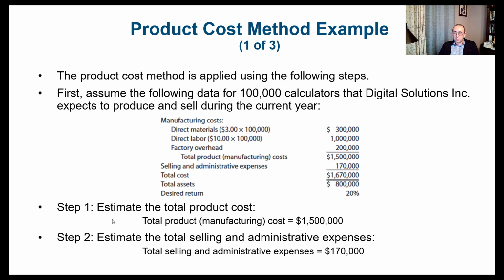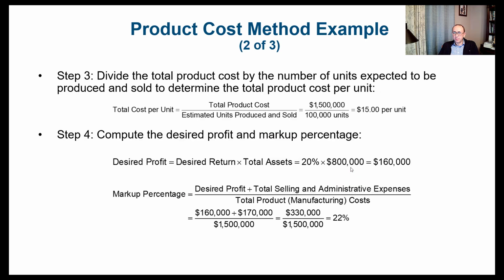So the first step, we need to estimate the total product cost. And here we have the estimated total cost to be $1.5 million. It's again the direct material, direct labor, and the factory overhead. The second step is to estimate the total selling and administrative expenses. And that includes the $170,000 selling and administrative expenses. That was given to us.